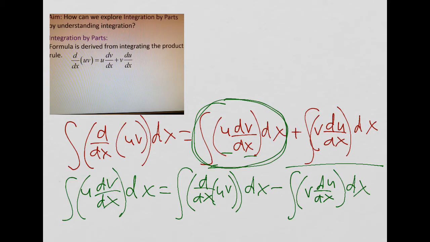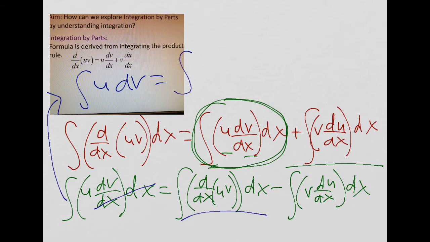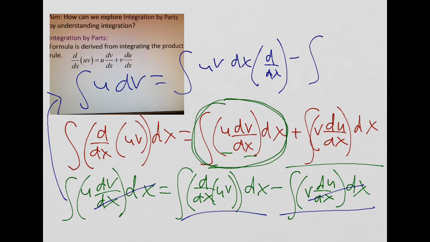Okay. At this point, we're just going to simplify. So I'm running out of room, as you may have noticed. So I guess I'm going to bring it up here as my next step. This right here can simplify to just be the integral of u dv. And this right here is the integral of uv dx times d over dx, which I'm going to take out in front pretty soon. And this right here, again, this can kind of cancel, and we get the integral of v du.